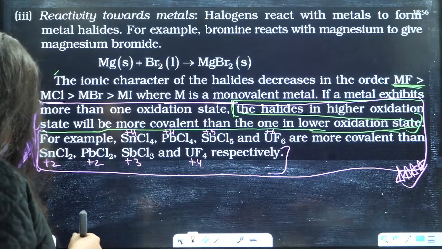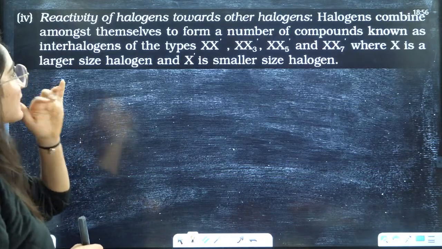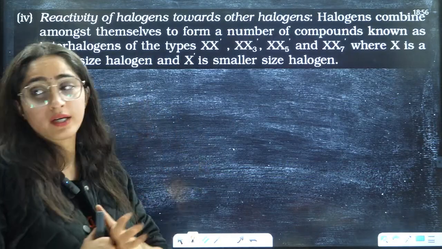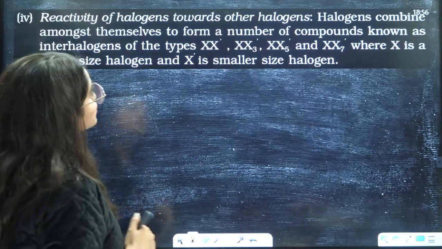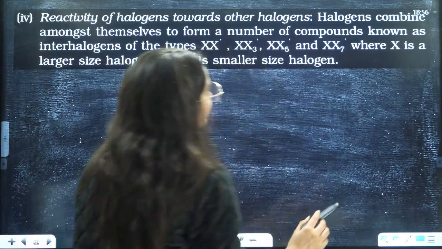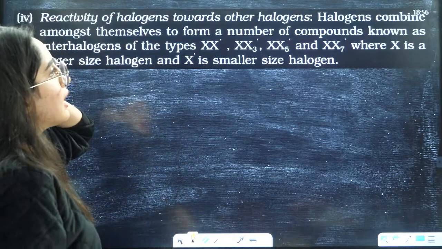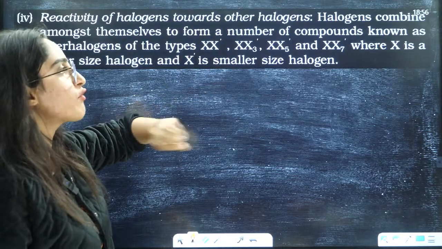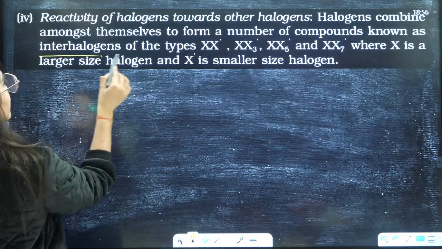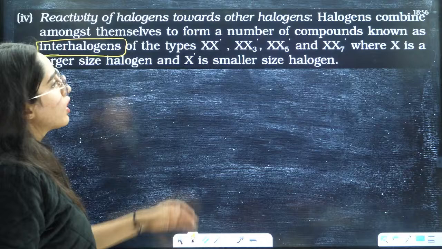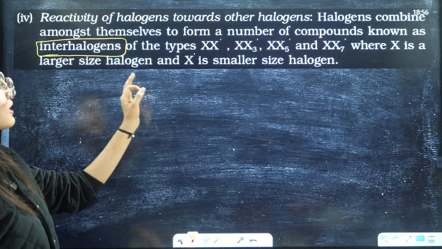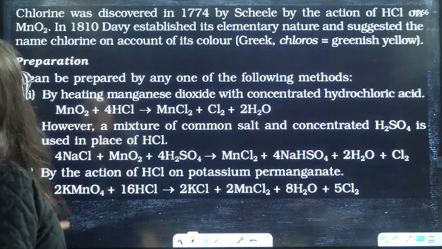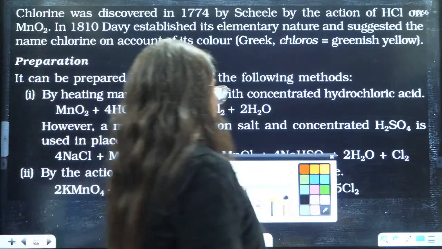Okay, next is reactivity of halogens towards other halogens. Basically, interhalogen compounds. Halogens combine amongst themselves to form a number of compounds. They are called interhalogen compounds, right? Where X' is a larger size halogen and X is a smaller size halogen.